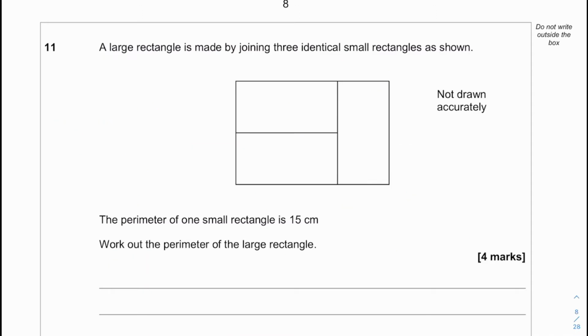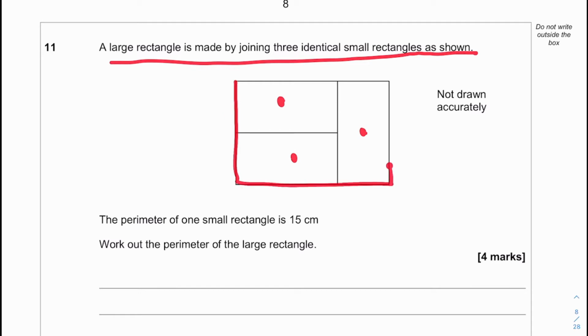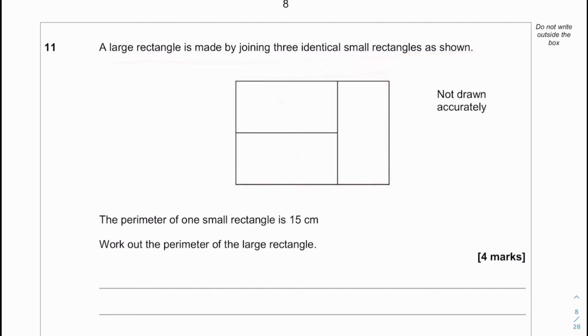Question 11, we are given a large rectangle that is made up of 3 identical small rectangles as shown. So we've got our 3 identical rectangles here to make our large rectangle. We are told the perimeter of one of the small rectangles is 15 centimeters, and we need to work out the perimeter of the large rectangle.